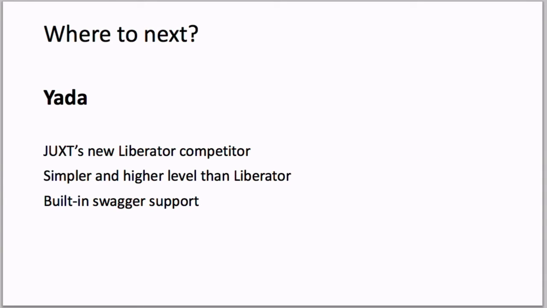Juxt have a new library that's not quite released yet. It's kind of pre-beta, I think. It's usable, I've played around with it, it works, but it does have some issues. But it's basically their Liberator competitor. It isn't quite as pedantic about all the different RFC things. Therefore, it's a lot easier to use. It's a higher level. But if you want to be 100% compliant with all the different error codes and RFCs, it might be more work. But one of the cool features it has is built-in Swagger support. If you want Swagger to document your API, it's very easy to make it create that for you.